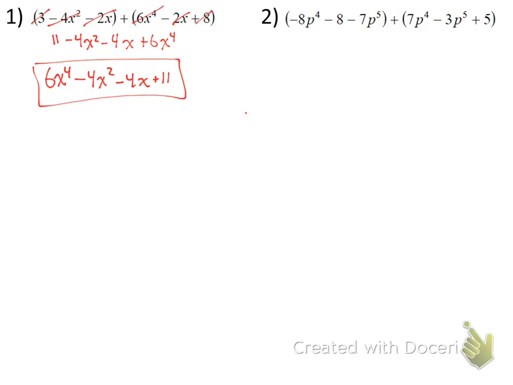Number 2, we have negative 8p to the 4th. Well, we actually have 2 trinomials. This trinomial plus this trinomial. Okay, so start here. Negative 8p to the 4th. Look for p to the 4th. So, look, plus 7p to the 4th. So, negative 8p plus 7p to the 4th is just negative 1p to the 4th. Cross these two out. We're done counting those. Then we have negative 8. Negative 8 plus positive 5 is going to be negative 3.